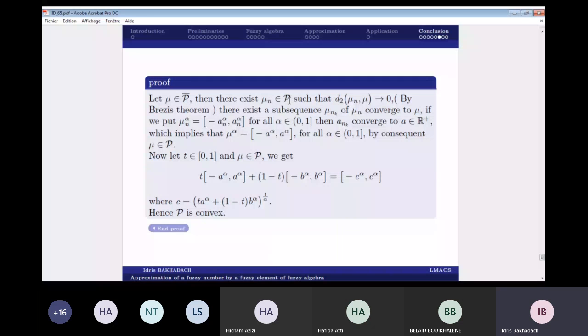So we use a property of Breeze's theorem, and we take T in the interval 0, 1 and U in P. As we know, we have this quantity equal minus C alpha and C alpha, where C alpha is the alpha cut. As you see on the screen, we have this form. So this form shows us that our element is in P, which implies that P is a convex subset.